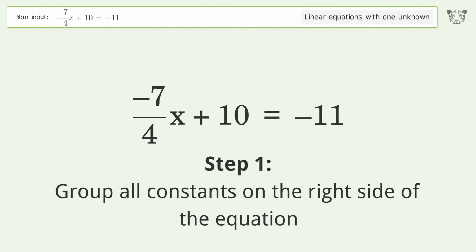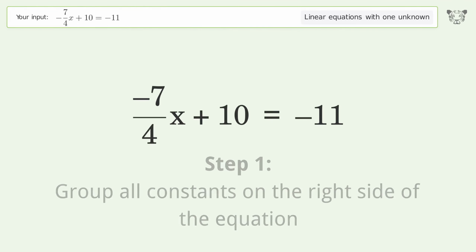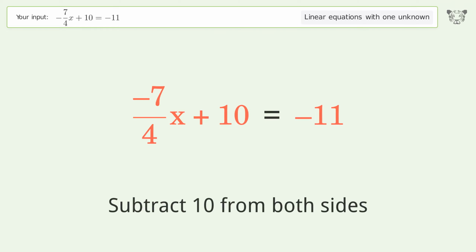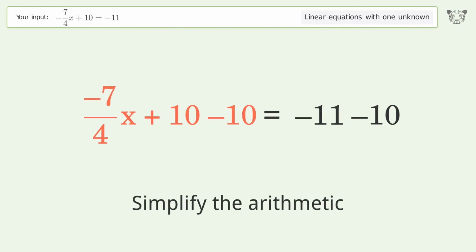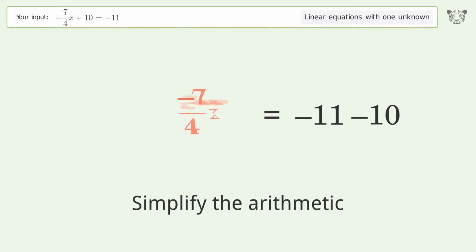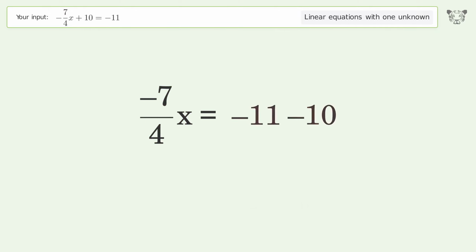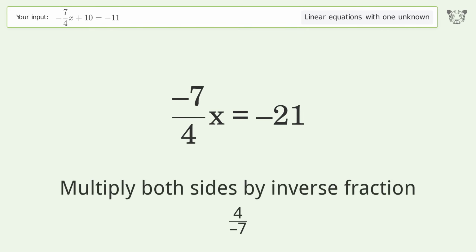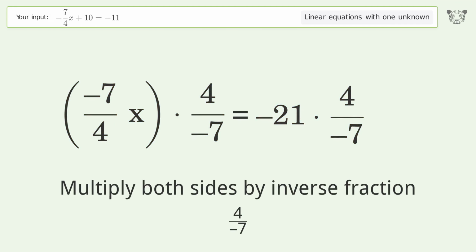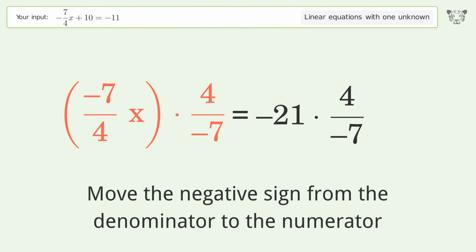Group all constants on the right side of the equation. Subtract 10 from both sides. Simplify the arithmetic. Isolate the y. Multiply both sides by inverse fraction 4 over -7. Move the negative sign from the denominator to the numerator.